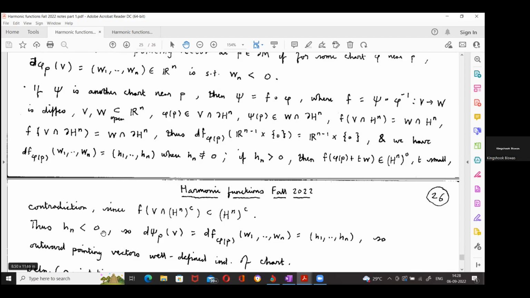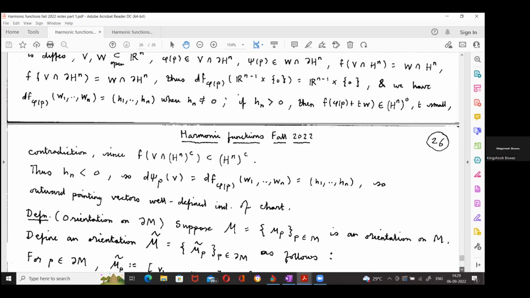Okay, so hn is negative. So that means that d psi p of v, this is df at phi p of w1 to wn, this is h1 to hn, where hn is negative. And so the other chart psi also maps the vector v to a vector whose last coordinate is negative. All right. So outward pointing vectors are well defined, independent of the chart. Is this all right?